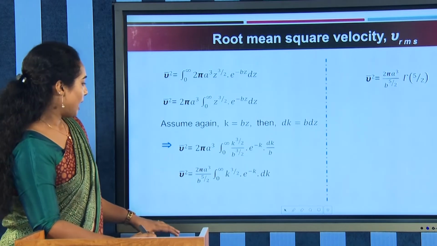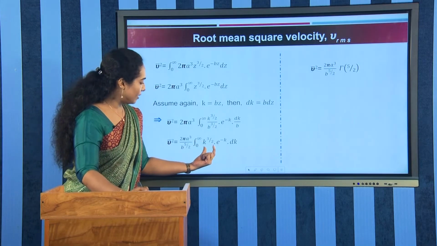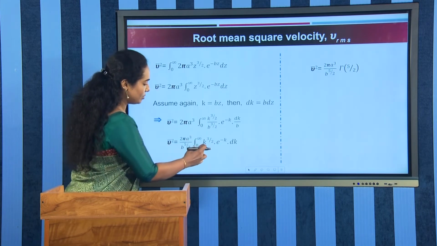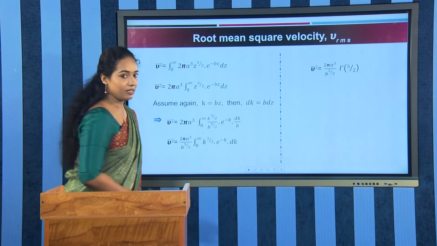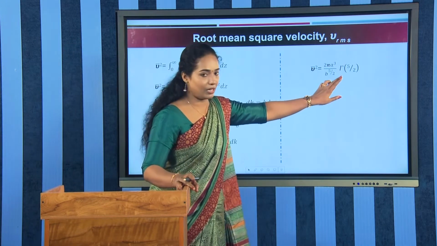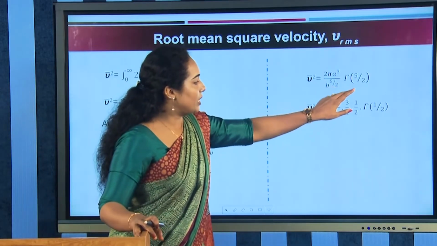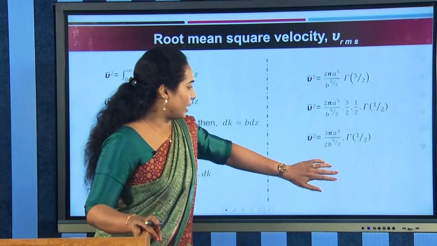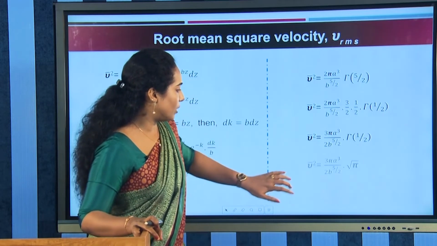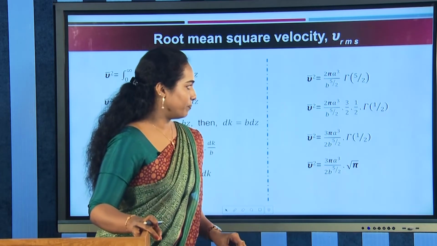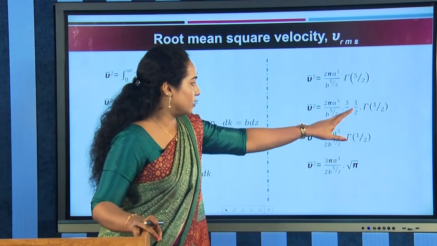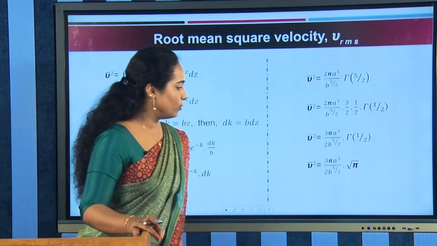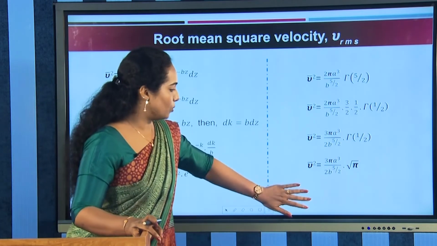Now this k raised to 3 by 2 into e raised to minus k dk, or by what we have studied, x raised to 3 by 2 into e raised to minus x dx is actually gamma 5 by 2. So gamma 5 by 2 is actually 3 by 2 into 1 by 2 into gamma 1 by 2, and now we need to substitute the value of gamma 1 by 2, which is actually root pi. Reducing the common terms, we finally get 3 by 2 pi a cube b raised to 5 by 2 into root pi.